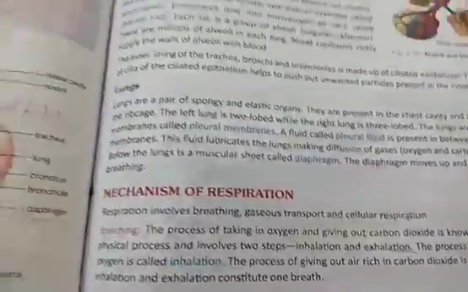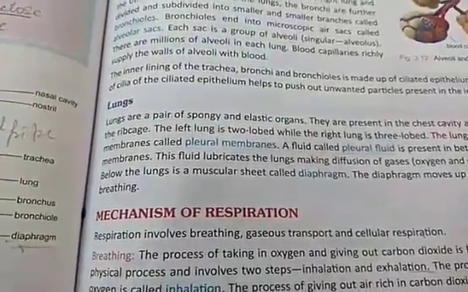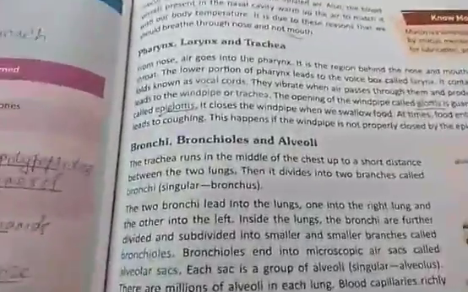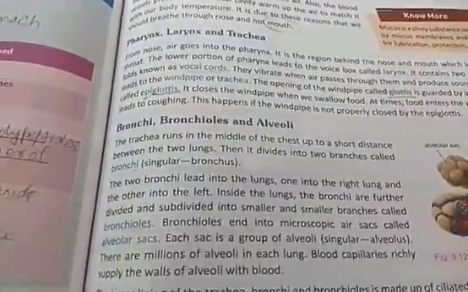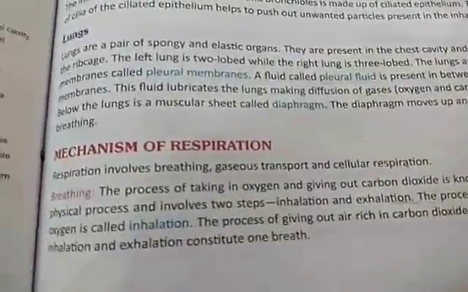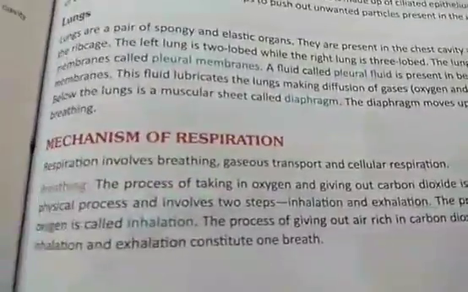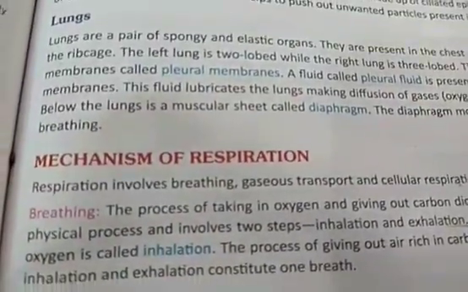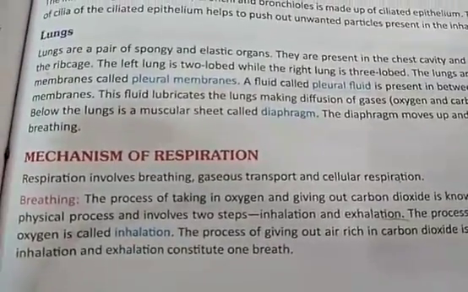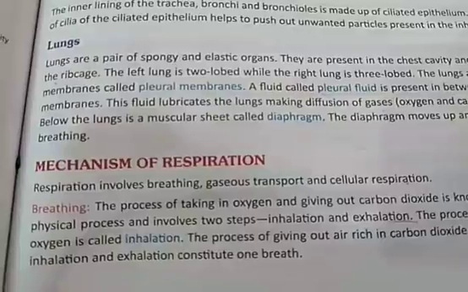So far, we have seen some of the organs of the respiratory system, like lungs, bronchi, bronchioles, alveoli, pharynx, larynx, trachea, nose, and nasal cavity. So now, how are we able to breathe things in and out? Respiration involves breathing, gaseous transport, and cellular respiration.